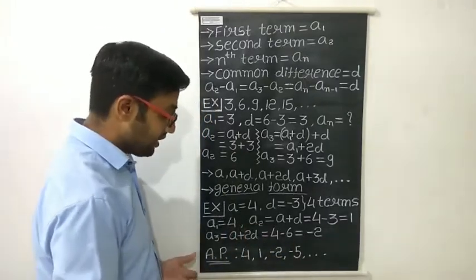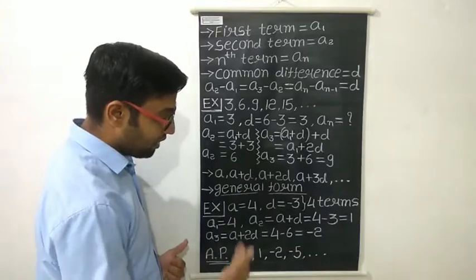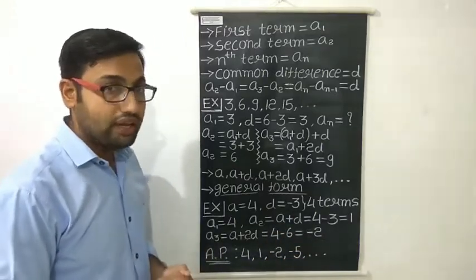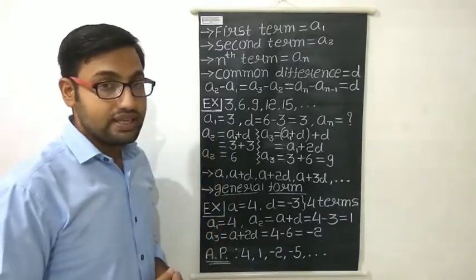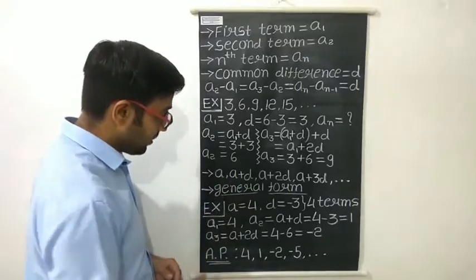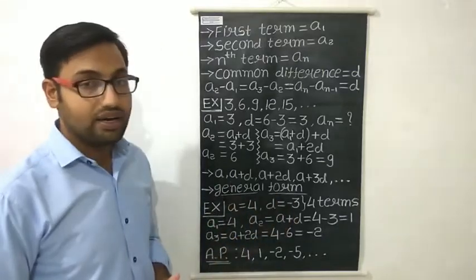In the same way, if we want to find any other terms, we can find them. So this is all about arithmetic progression, how to find the AP from the first term and the common difference.